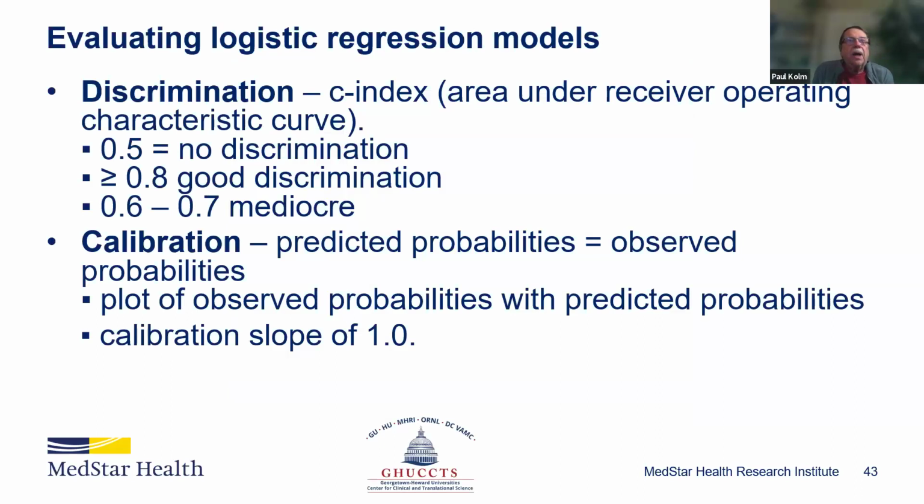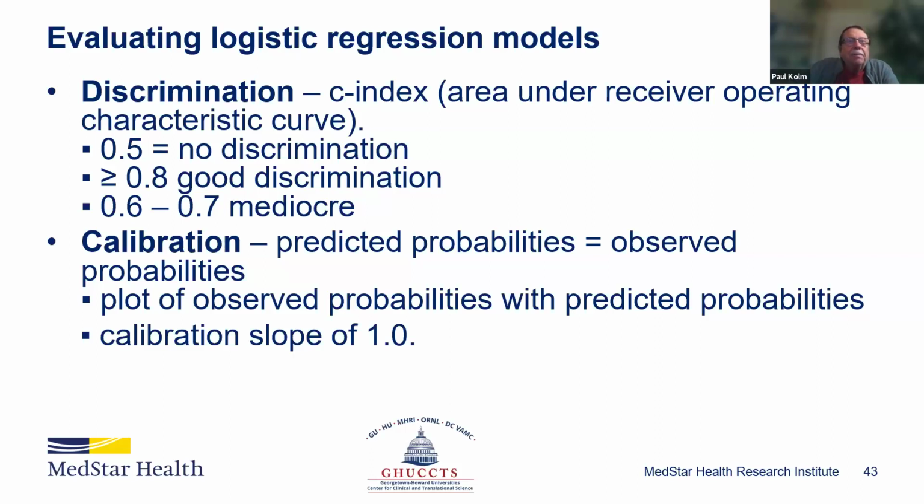If you get odds, or excuse me, a C index of 0.8, then we have what we would consider really good discrimination. If it's usually 0.6-something, then that's pretty mediocre, although I've seen studies where they think that 0.6-something is a really great discrimination index.